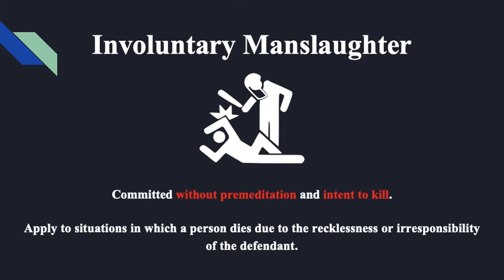Involuntary manslaughter is committed without premeditation and without the true intent to kill. However, the death of another person still occurs as the result. Involuntary manslaughter applies to situations in which a person died due to the recklessness or irresponsibility of the defendant. In other words, involuntary manslaughter usually involves an act of negligence or recklessness that could lead to another person's death.